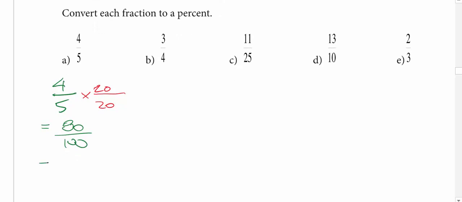Well, what does that work out to? That's equal to 0.80. Now that's the decimal form of percent. So in order to convert this to a percentage, I multiply it by 100. 0.8 times 100 is 80%. I'm going to do the same thing for the remainder of these.